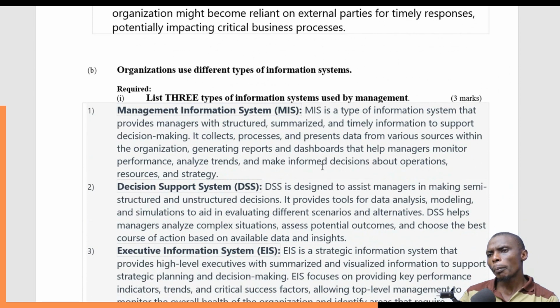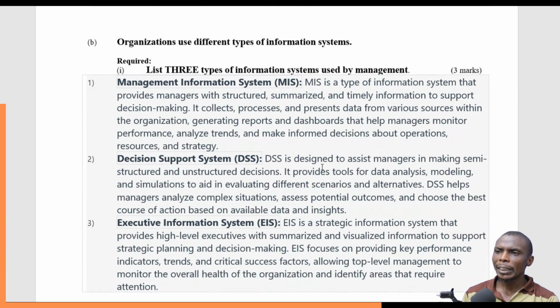The B part of the question says organizations use different types of information systems. List 3 types of information systems used by management. So the management use the following information systems. The first one is the management information system, formerly known as MIS. So this type of information system provides managers with structured, summarized, and timely information. This is just to support decision making. It collects, processes, and presents data from various sources within this organization.